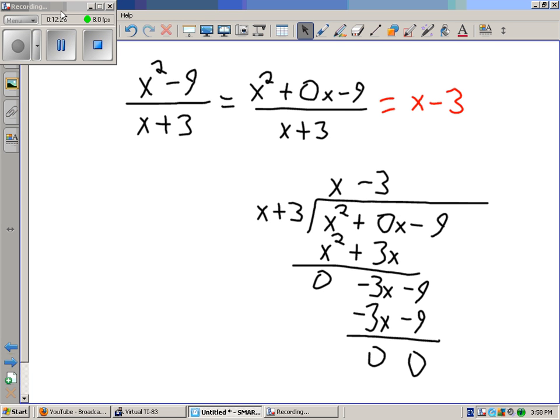So, if we choose to rewrite this as two polynomials multiplied by one another, we have x minus 3 times x plus 3 is equal to x squared minus 9.